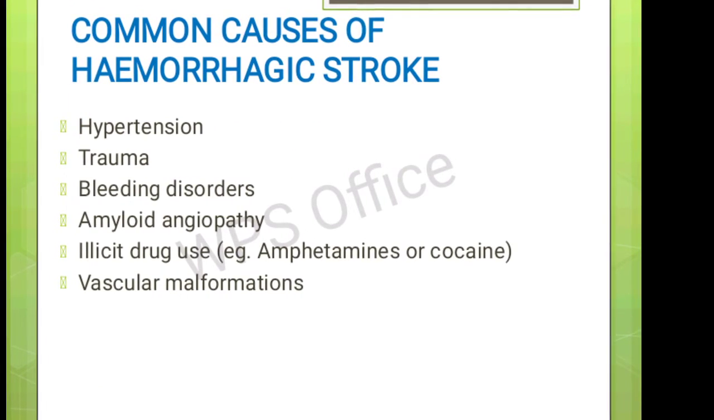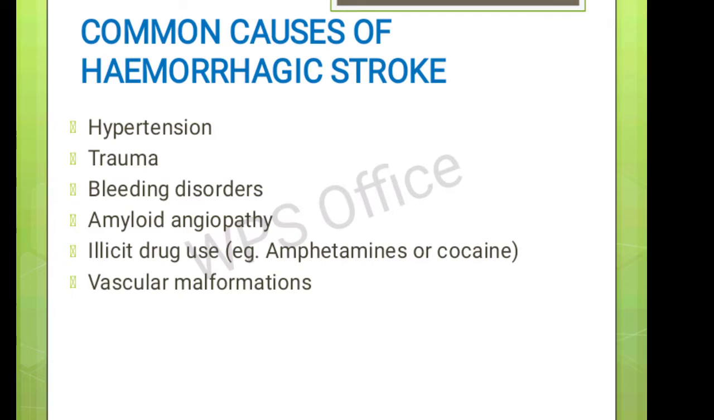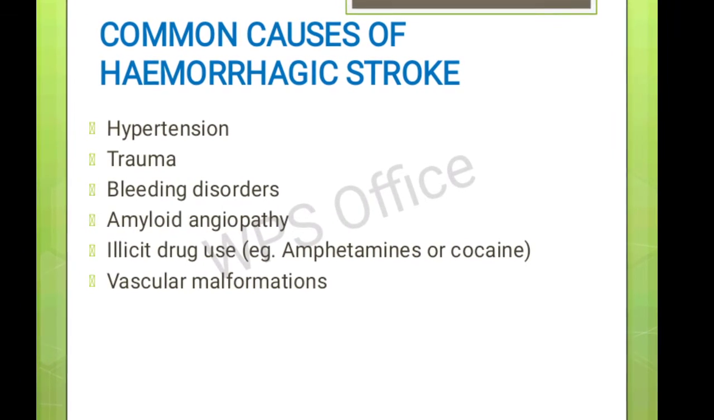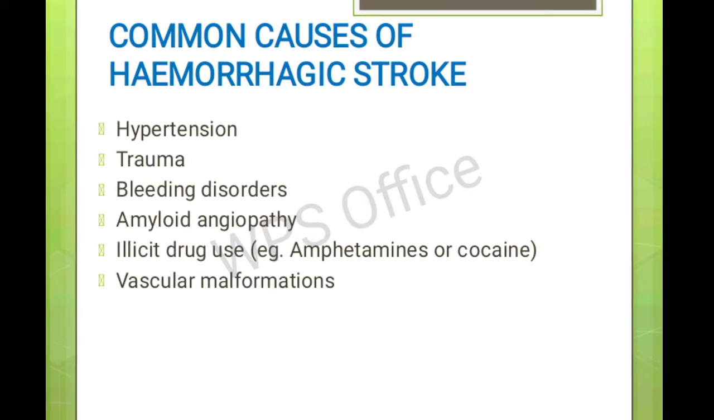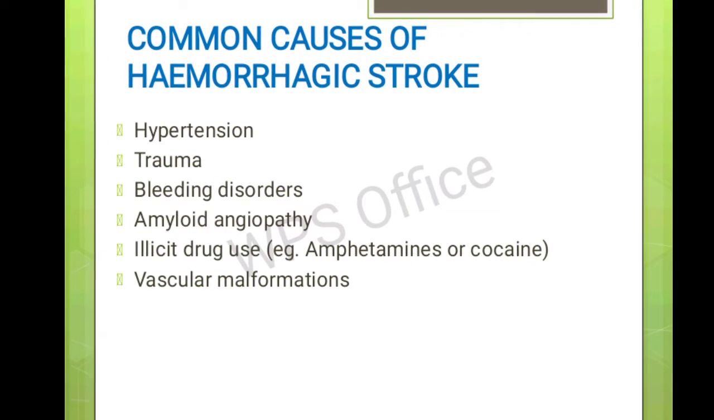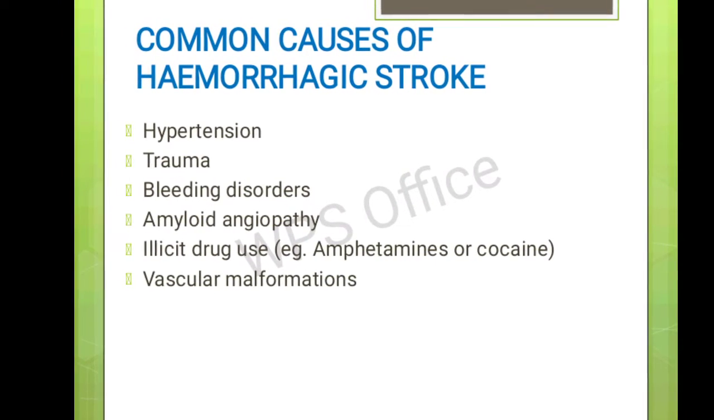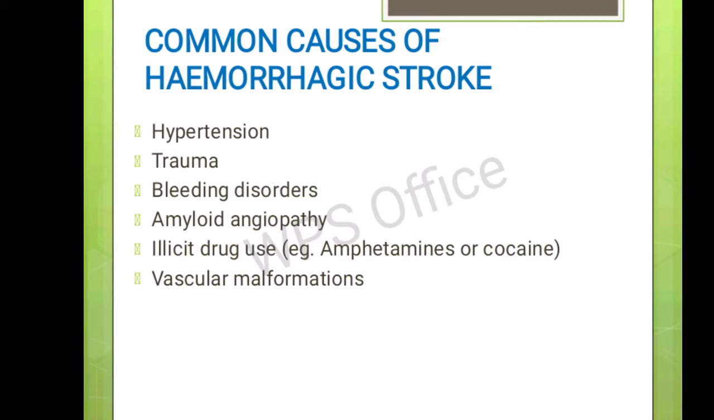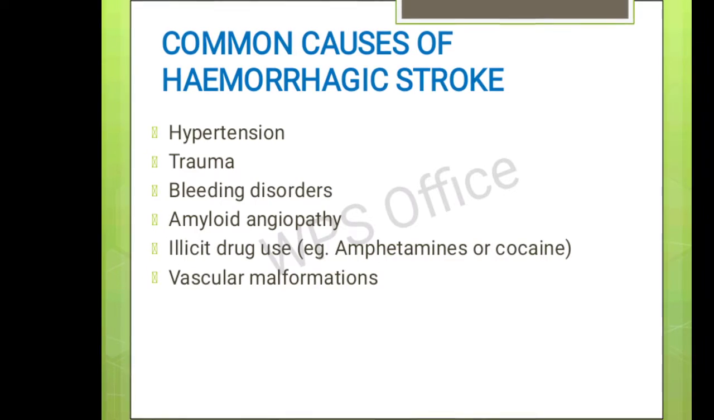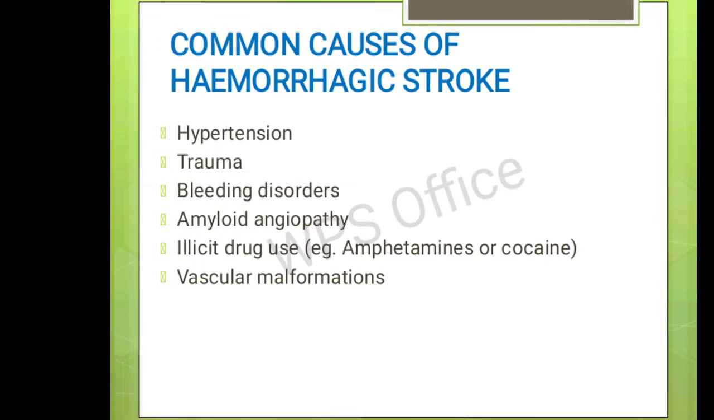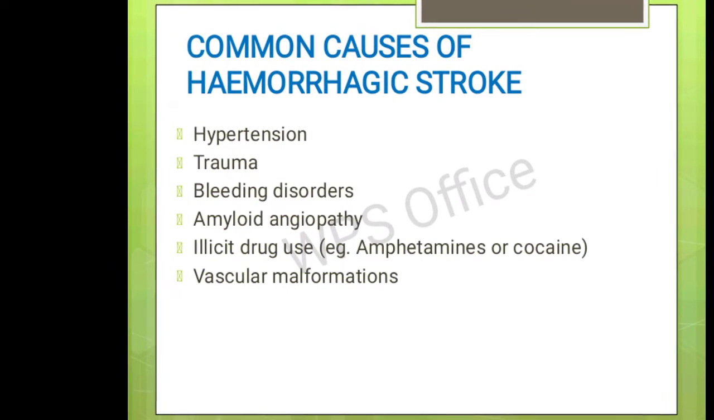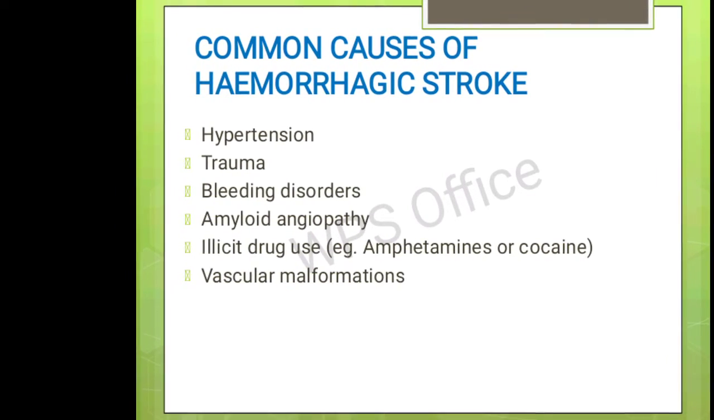Then next are the common causes of hemorrhagic stroke: hypertension, trauma, bleeding disorders, and amyloid angiopathy. In amyloid angiopathy, amyloid is a protein that gets built up inside the arteries in the brain and causes obstruction. Then there is illicit drug use, like amphetamines or cocaine, and vascular malformations, like arteriovenous malformations.